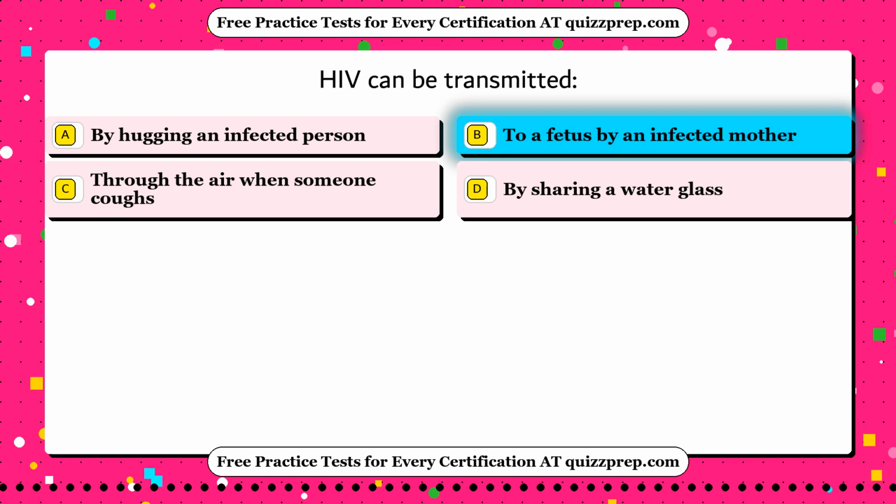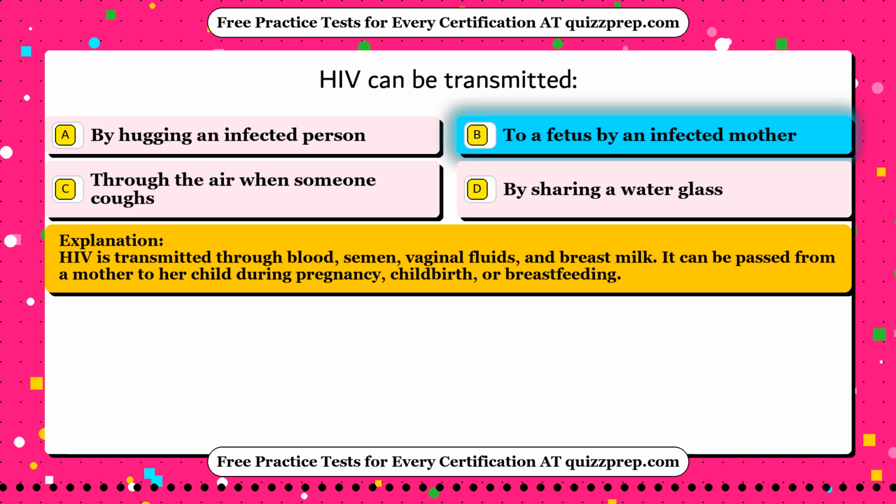The correct answer is option B, to a fetus by an infected mother. HIV is transmitted through blood, semen, vaginal fluids, and breast milk. It can be passed from a mother to her child during pregnancy, childbirth, or breastfeeding.